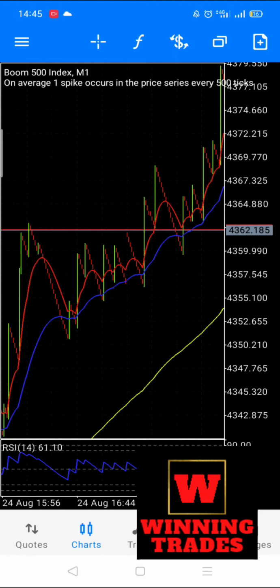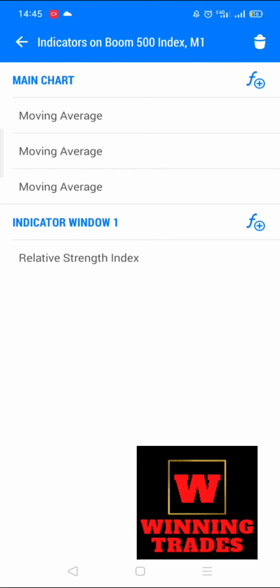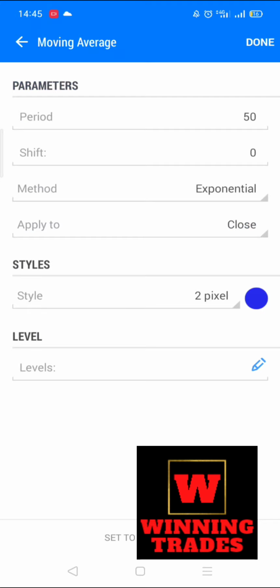All right, so basically what you do, these are my setups. This is the 13 EMA, this is the 50 EMA. Look at the 50 EMA. You see, period is 50, the shift is 0, method is exponential, apply to close, the style is 2 pixel, blue color. Now you go back, come to this one, look at my EMA 13. You can see the period is 13, shift is 0, method is exponential, apply to close, style is 2 pixel and red color.